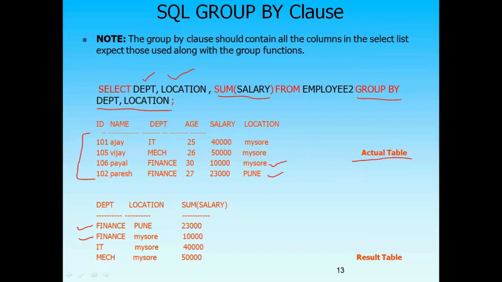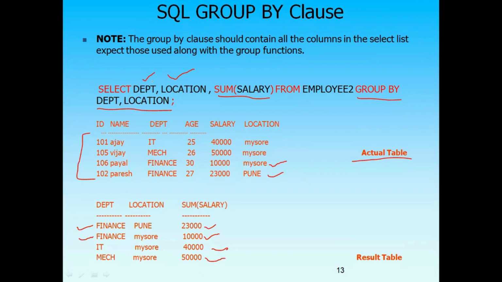So the aggregate function will not really work here because a single record is there. That's why my sum of salary is here: finance Pune 23,000, then finance Mysore 10,000. This is happening first because alphabetically it is coming first, Mysore and then Pune. Then IT also has a single record, and so does the other department. So this is my result.